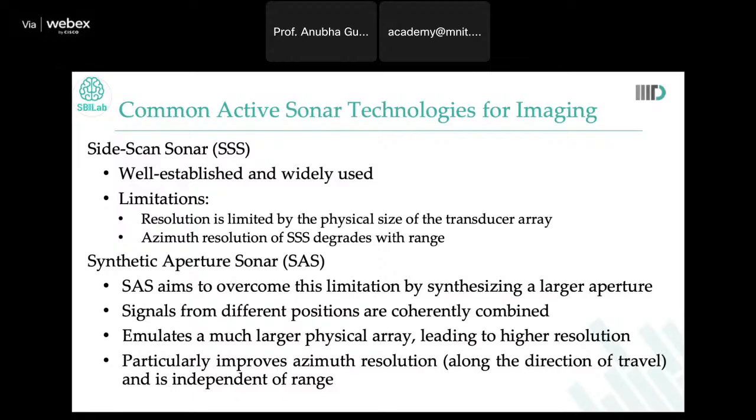Now, synthetic aperture sonar aims to overcome these limitations by synthesizing a larger aperture. Signals from different positions are coherently combined because there is an array of antennas, and this emulates a much larger physical array, leading to a higher resolution. It particularly improves azimuth resolution, which is along the direction of travel, as well as being independent of range, which we saw was a limitation of the side scan sonar.